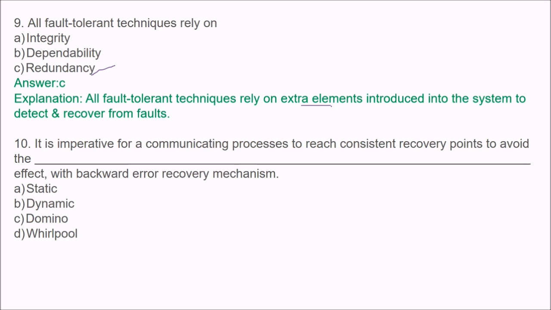Next is, it is imperative for a communicating process to reach consistent recovery points to avoid the dash effect with the backward error recovery mechanism. So what is the answer? The answer is C. This is domino. I hope this clears the answer. It is imperative for a communicating process to reach consistent recovery points to avoid the domino effect with the backward error recovery mechanism.